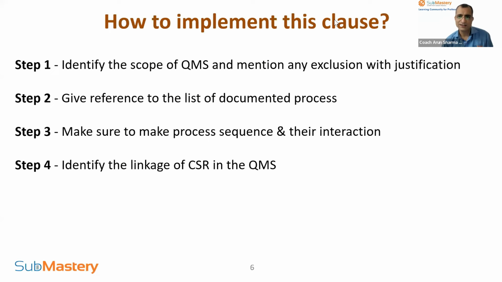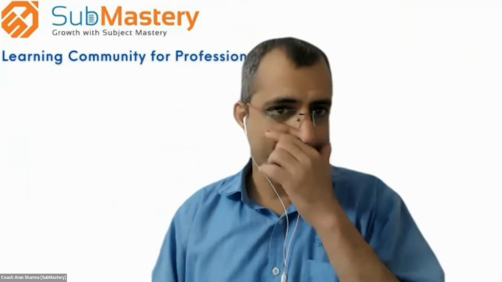How to implement? Identify scope. Is there any exclusion? You identify that, right? Is it with design, without design? Without design, you can write that customer is responsible for design. Give a reference to documented process, sequence and interaction, linkages of CSR with the QMS. That's something which needs to be done. Okay. Now, I'll also show you a quick example so that you get more clarity.